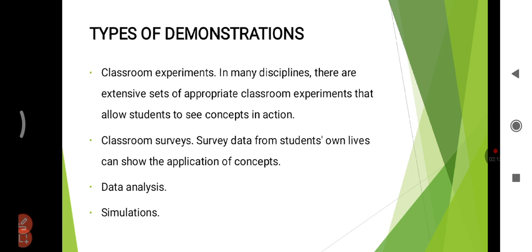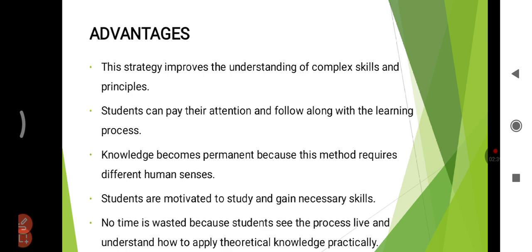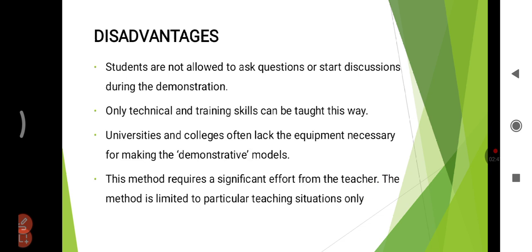The classroom experiments. In many disciplines, there is an extensive set of appropriate classroom experiments that allow the student to see a concept in action. Classroom surveys of data from the students' own lives can show the applications of the concept. For example, data analysis and simulations. These are the types of demonstration. Then the advantages and disadvantages of demonstration.